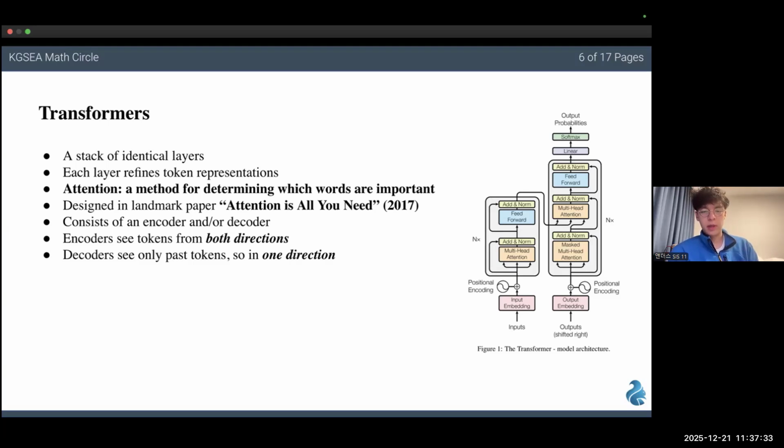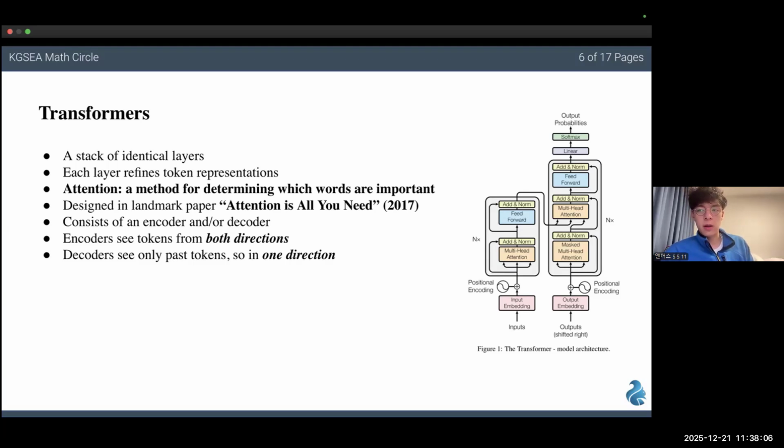So I'll briefly explain the architecture of the transformer. The transformer consists of an encoder and a decoder, and these are basically the same thing. They're basically just devices for reading tokens. The difference is that encoders see tokens from both directions, forward and backward, and these are widely used for tasks like translation. But the important thing is that decoders see only past tokens, so they only receive information in one direction.